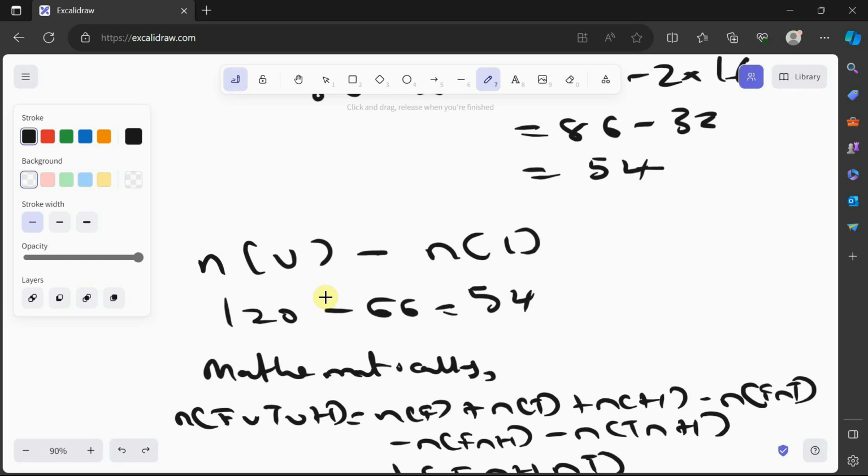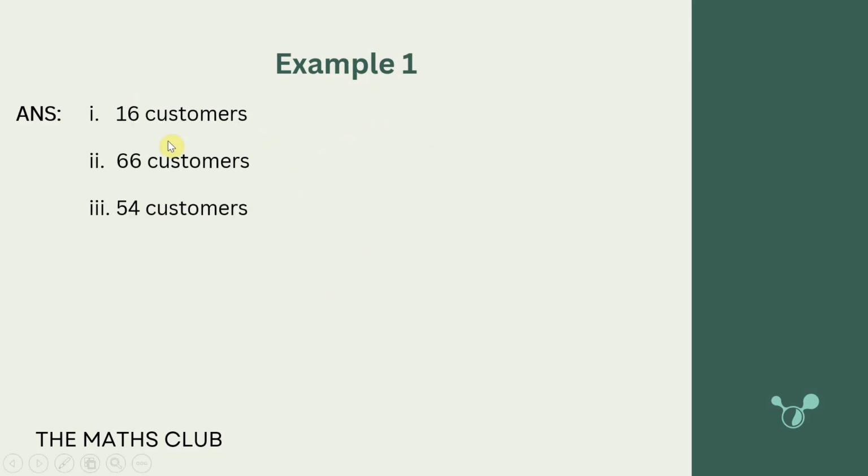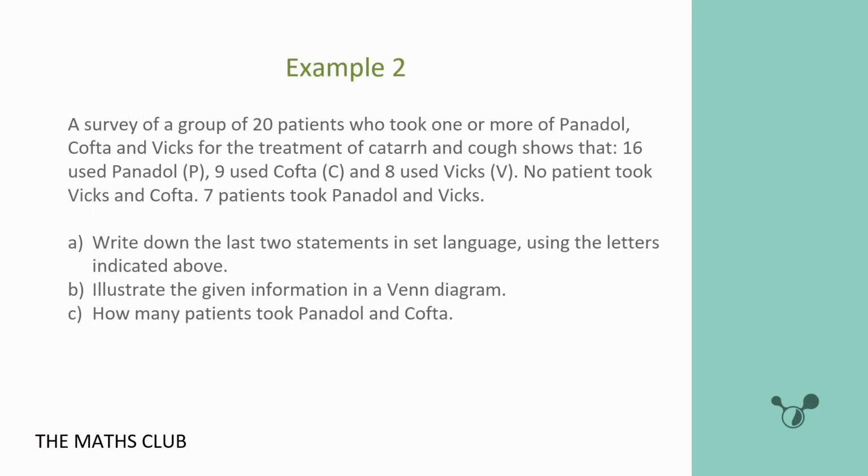So 2 different methods and we're arriving at the same answer. Let's see if our answer is correct. So these are the Venn diagram representation of what we have, correct? And then this is our answer: 16 customers, 66 customers, and 54 customers. Well done to us.